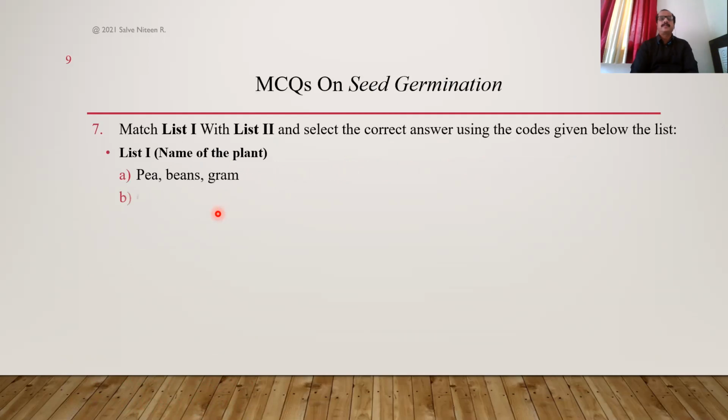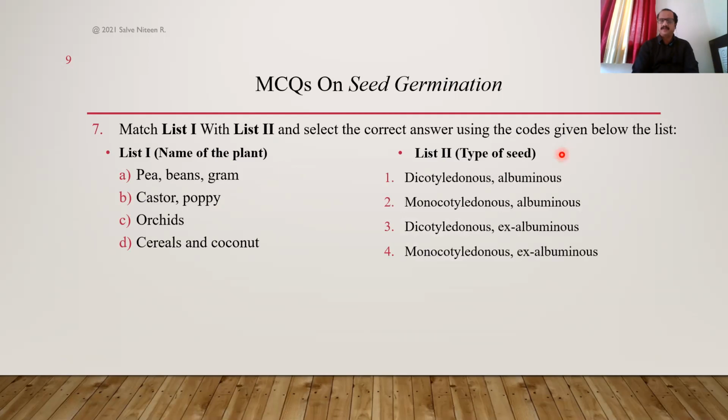Matching type of question: the name of the plant is given in the first list, and in the second list types of seeds are given, and you have to match with the help of the codes A, B, C, D. You can see dicots and monocots. Pea, beans, castor, these are dicots. Orchids and cereals, these are monocots. So you have to identify which are the albuminous seeds and which are ex-albuminous seeds, which are endospermic seeds and which are not endospermic seeds. Pea, beans and gram are dicots with ex-albuminous seeds, because in pea, beans and gram the endosperm is absent and whatever food material is there is stored in cotyledons. So A matches with 3.